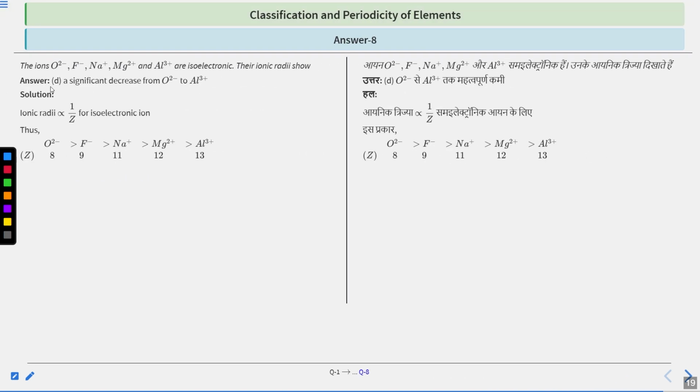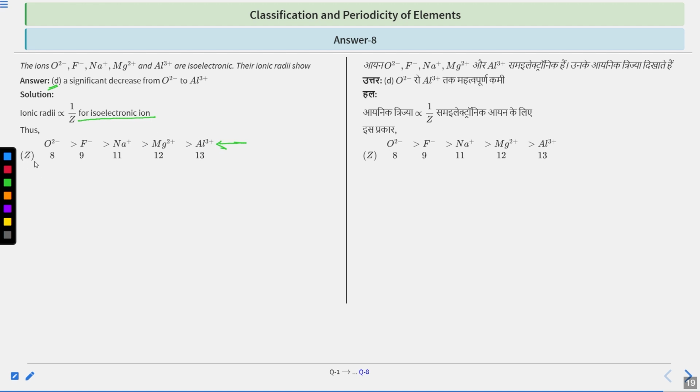Let's see, the correct answer is option B, that is a significant decrease from oxygen 2 negative to aluminium 3 positive. So, ionic radii is inversely related to Z, that is atomic number, for isoelectronic ions. Okay. Thus, if you see the atomic number, you can tell the ionic radii order. So the order will be this: for O2 negative it is most, then F negative, then Na positive, then Mg2 positive, and then least is for aluminium 3 positive.